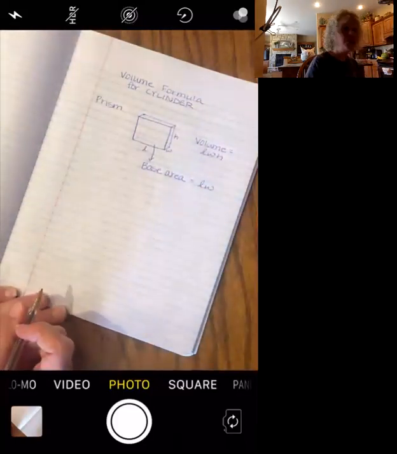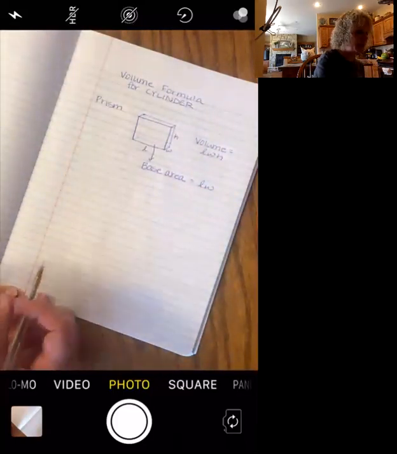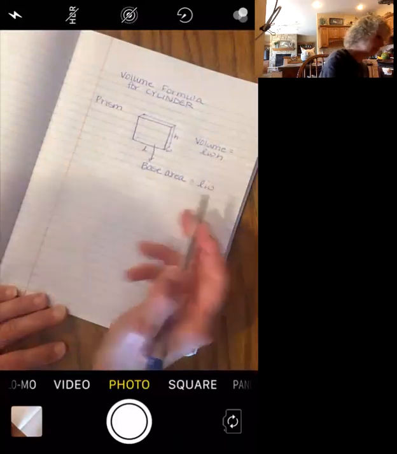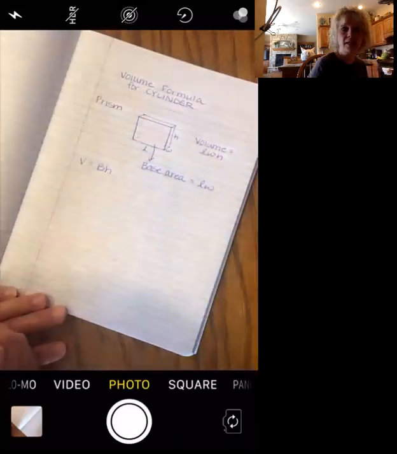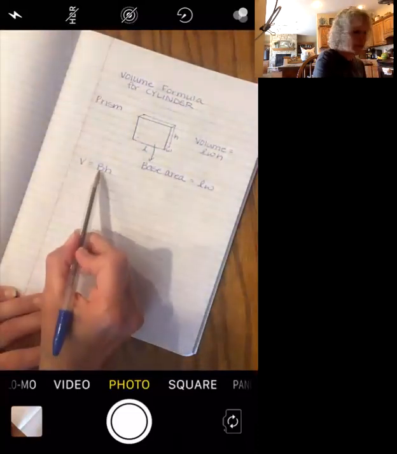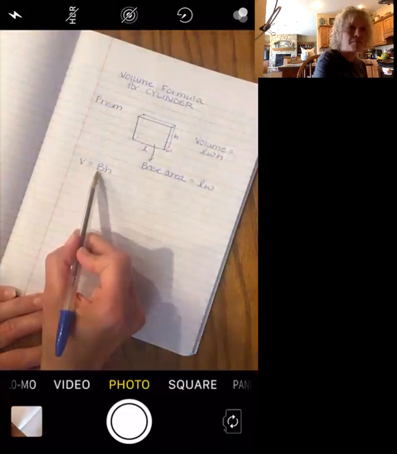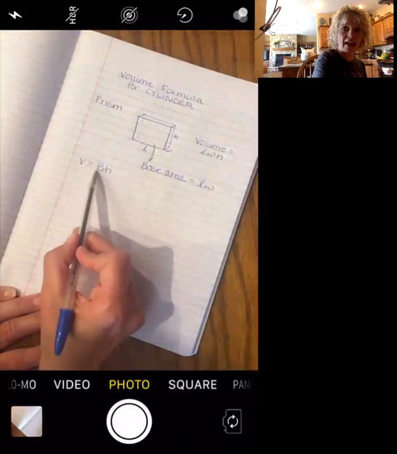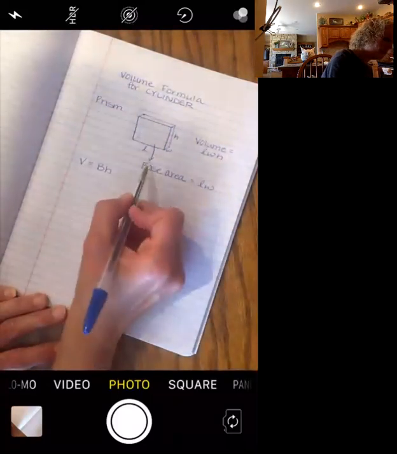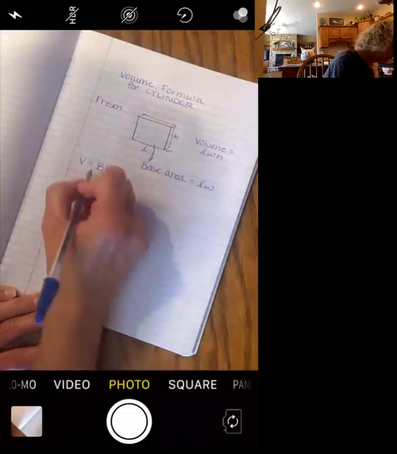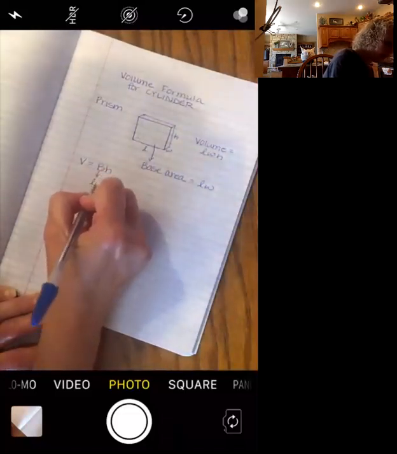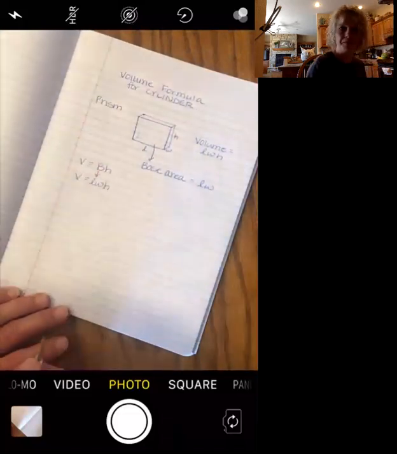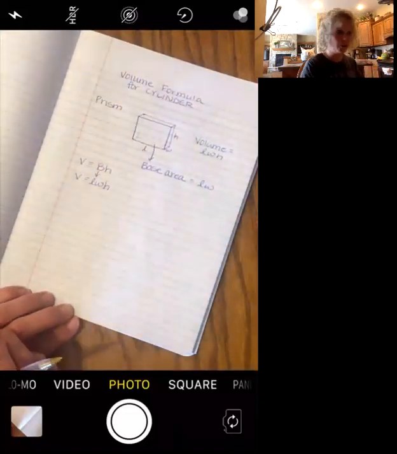So another way to describe the volume of a prism, instead of length times width times height, another way would be volume equals base times height. Now, the B is capitalized because that means there is another formula within that variable. So the base, which we just found here, was length times width. It's really saying the base is length times width, and then we would have to take the height. So that's how we find the formula for a prism.